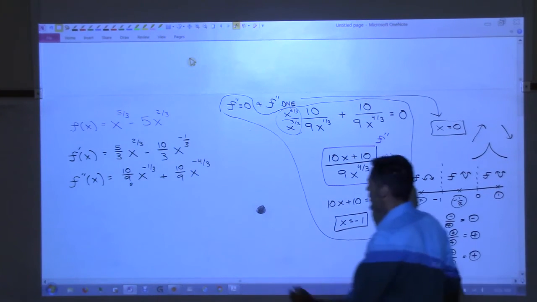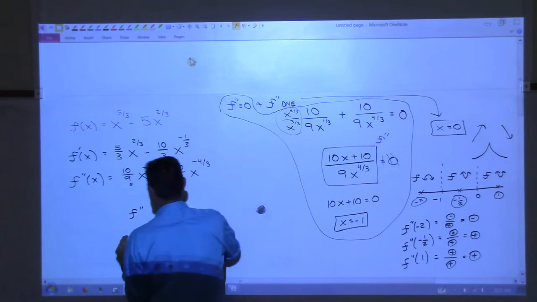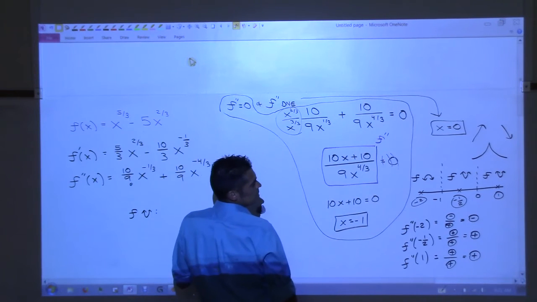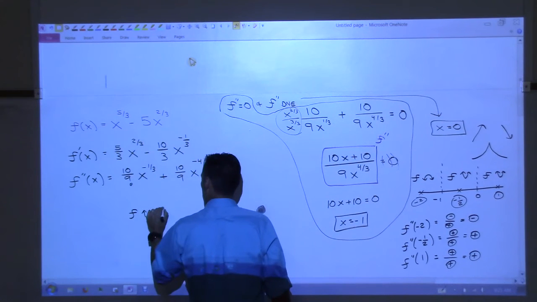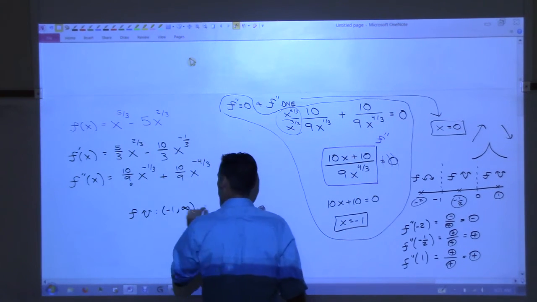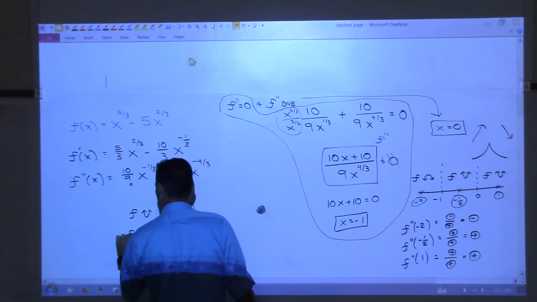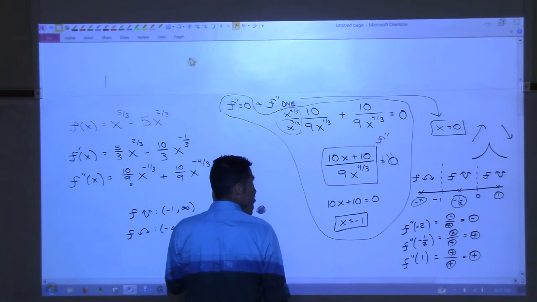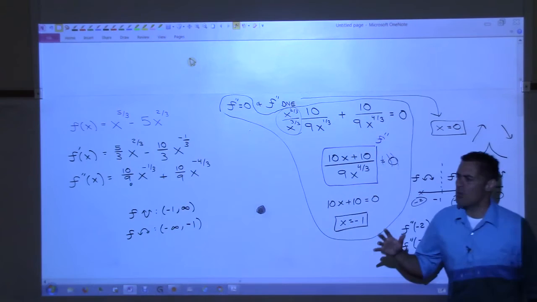All right, so where's the second derivative? I'm sorry, where's the original function concave up? Where is it concave up? Yep, you can just say -1 to infinity. From -1 to infinity, it's concave up. Where is it concave down? Negative infinity to -1.